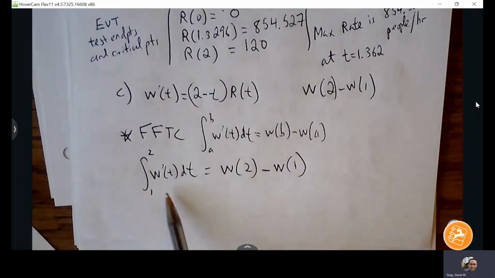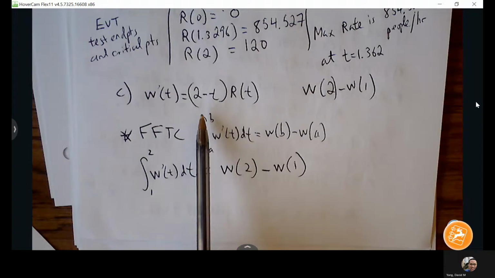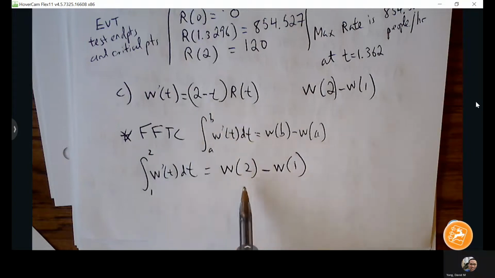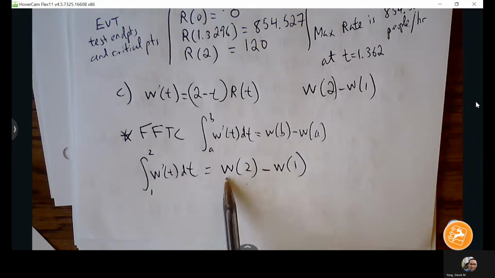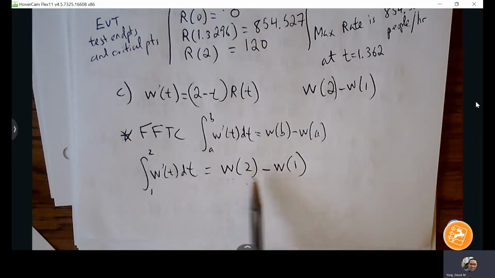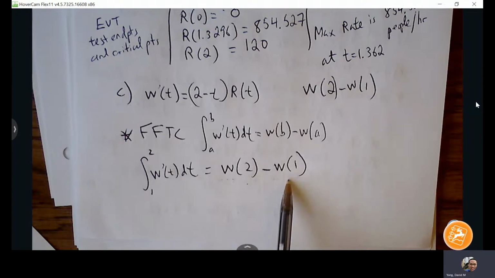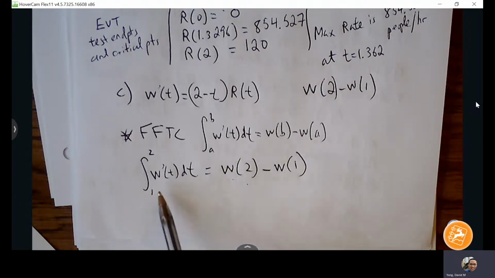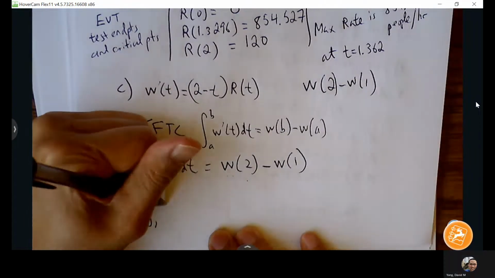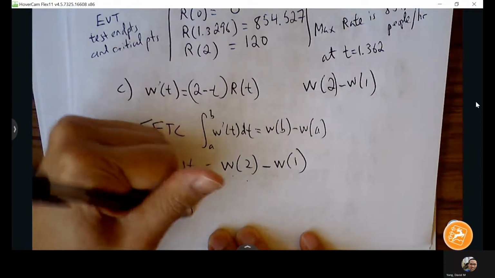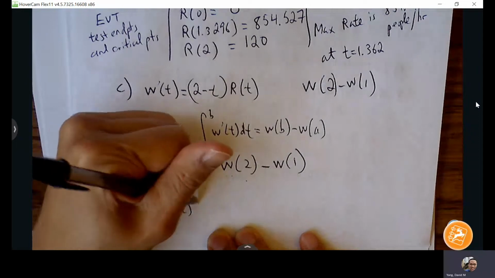So if I simply take the integral of W prime from 1 to 2, that's going to tell us the total wait time that people have to experience. So we just enter that in the calculator.